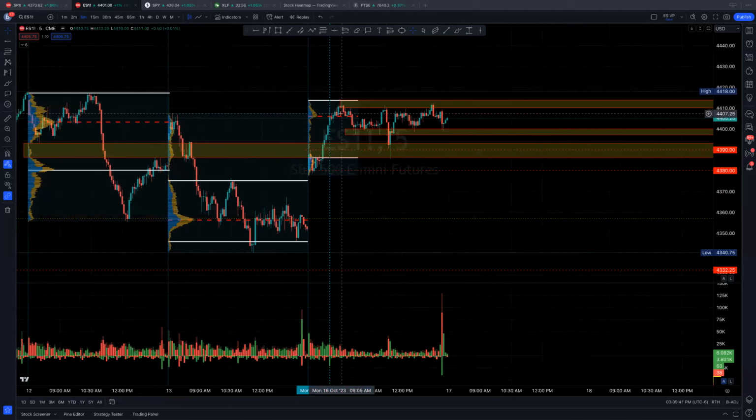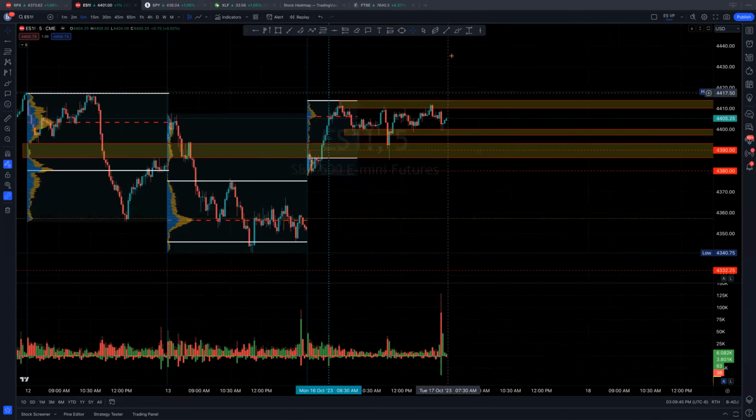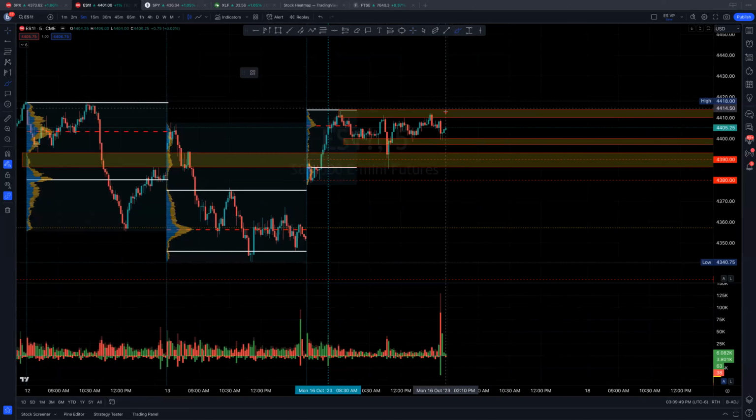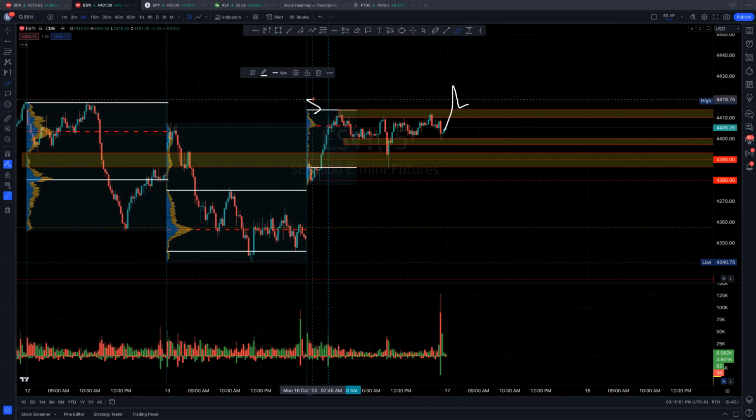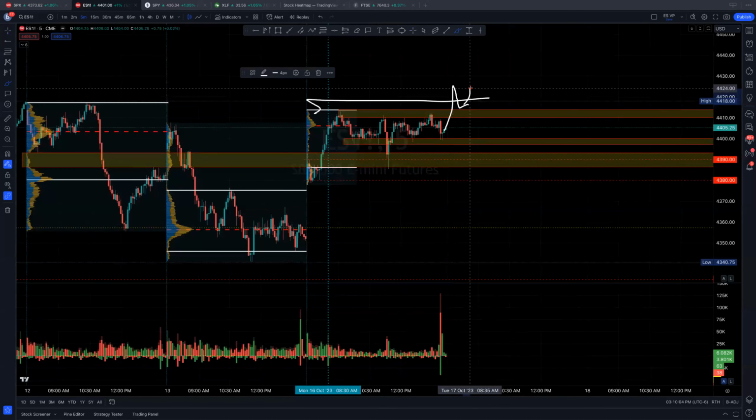If you see price do this tomorrow, oh, sorry. Do you see price do this? You see price break up, come down, and start chopping here, and you see a high volume node form, and then you see that this is the low volume node. And if you see price do this, you might want to take some longs here and play the upside.